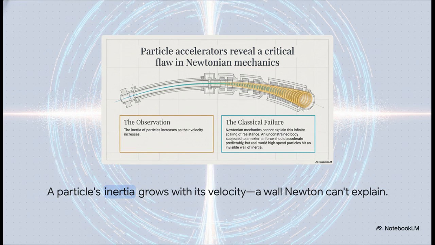But that's not what happens. As these tiny particles get screamingly fast, their inertia, their resistance to being pushed, just skyrockets. It's like they slam into this invisible wall. No matter how much energy you pour in, they can never, ever reach the speed of light. And Newtonian physics has absolutely no explanation for this.